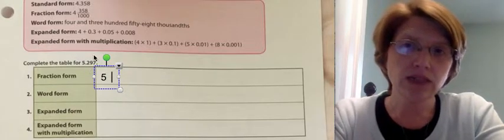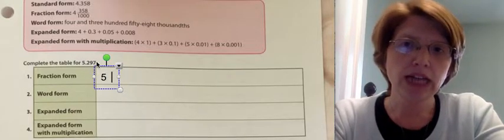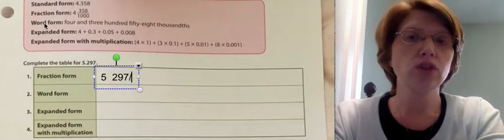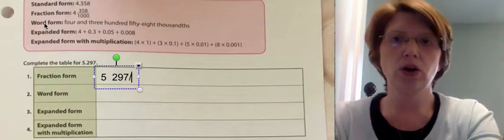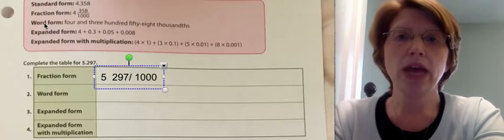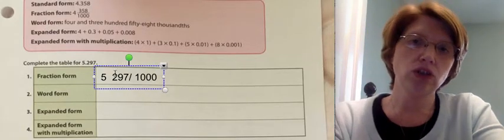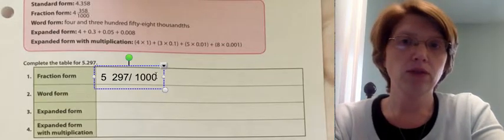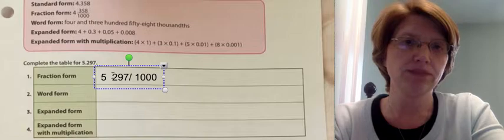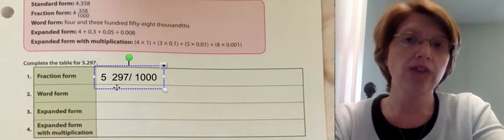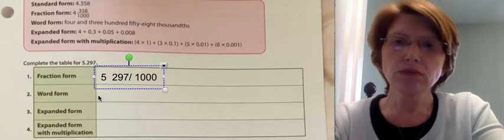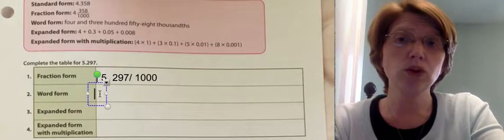Now this is the fraction part. 297, and it's going to be over, that's how I'm going to do my fraction bar like I did before, 1,000, because it's 297 thousandths. Okay, remember a 0 for every digit. So 5 and 297 thousandths. Now we're going to write just that in word form.